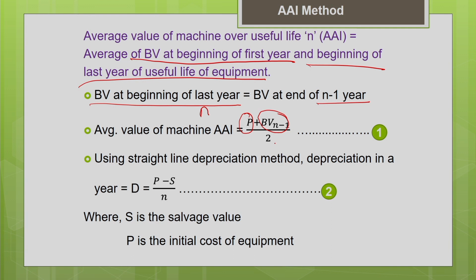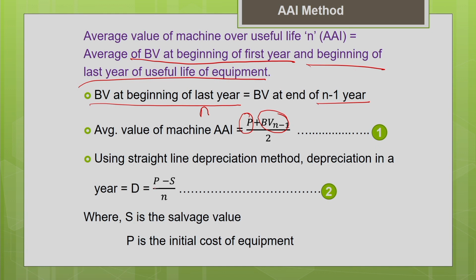Now I hope you remember what we discussed for the straight line depreciation method. How to calculate the annual depreciation using the straight line accounting method? It is nothing but the difference between your purchase price and the salvage value divided by the number of years in the useful life of the machine. That will give you the annual depreciation using the straight line method. The initial cost of the machine minus the salvage value divided by n gives you the annual depreciation, which is going to be the same for every year in the straight line method of depreciation.